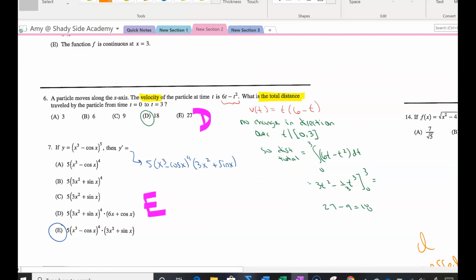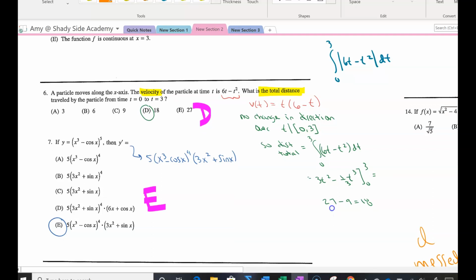Okay, 6, I wanted to talk about: a particle moves along the x-axis, so we're talking about rectilinear motion. The velocity is given by this. What is the total distance traveled by the particle from time t equals 0 to t equals 3? First of all, if this had been a calculator active question, you would just pull out your calculator and do the definite integral from 0 to 3 of the absolute value of the velocity function. That always gives you total distance traveled.